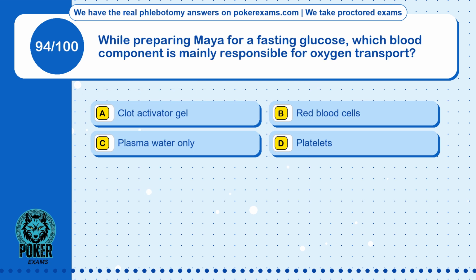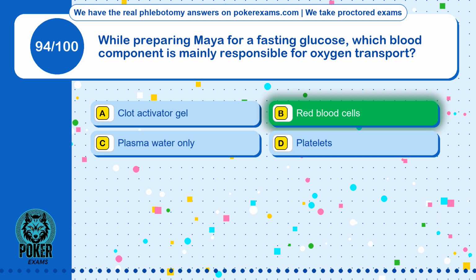Question 94. While preparing MIA for a fasting glucose, which blood component is mainly responsible for oxygen transport? Option A, clot activator gel. Option B, red blood cells. Option C, plasma water only. Option D, platelets. The correct answer is option B.